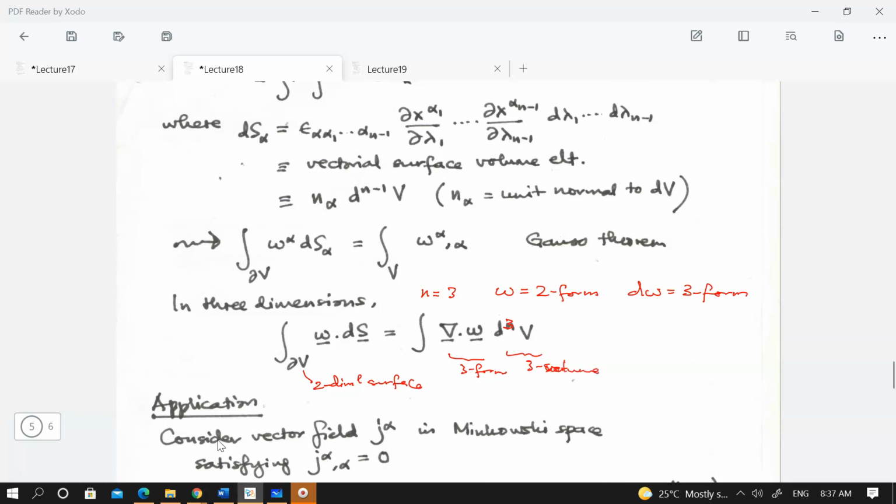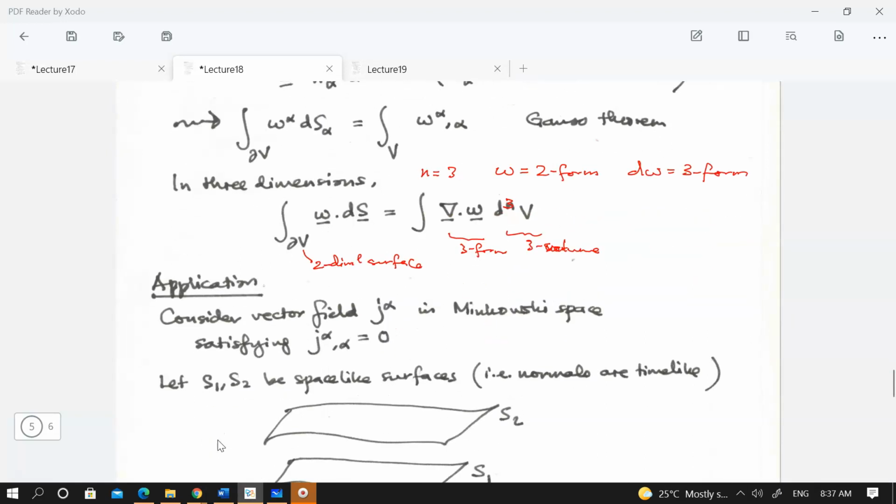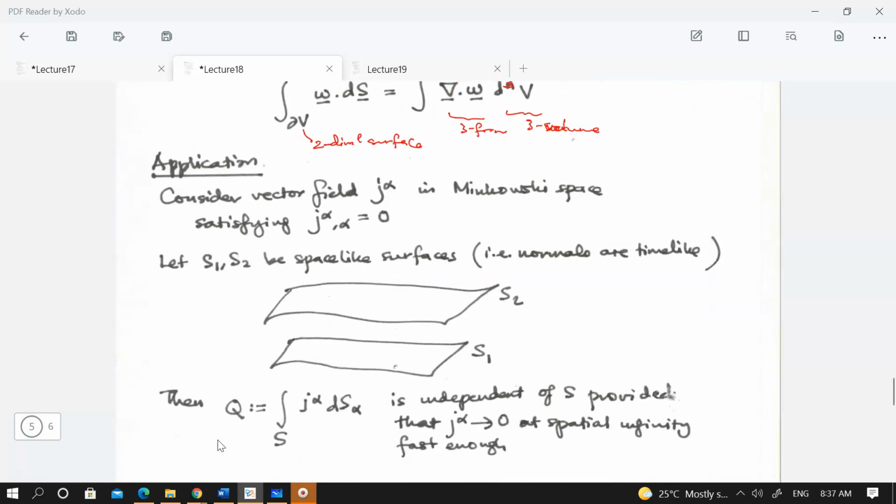So that gives you, you remember our Gauss theorem is just the divergence of a vector field equals the vector field integrated over some surface, the flux. So again, these are just applications of the much more general idea of a differential form and the exterior derivative. Let's see some application over here.